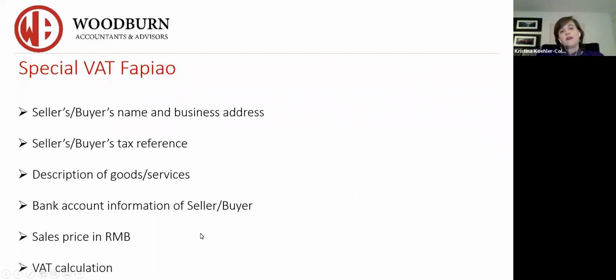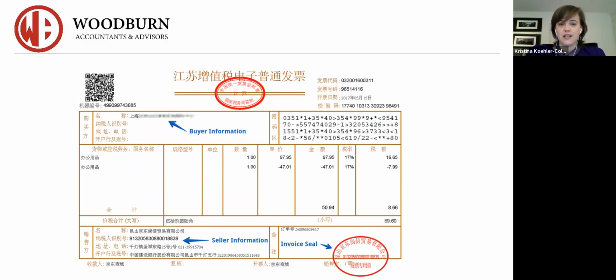Now, special VAT Fapiaos are really the Fapiaos that are utilized on a day-to-day business in China, because these are the Fapiaos which allow you to do the deductions on purchases. There is a lot of information that has to go on these special VAT Fapiaos. And I've listed it here, but I would also like to show it to you physically so you can see what I mean.